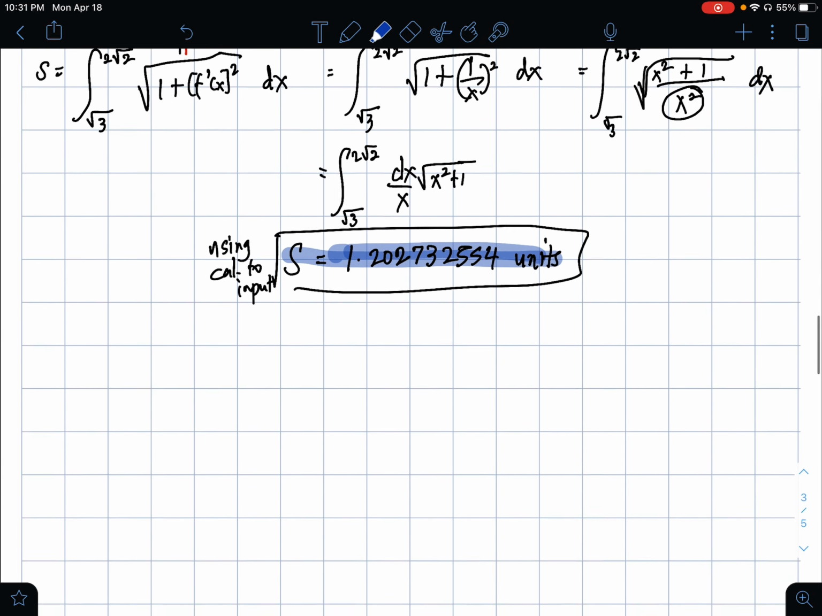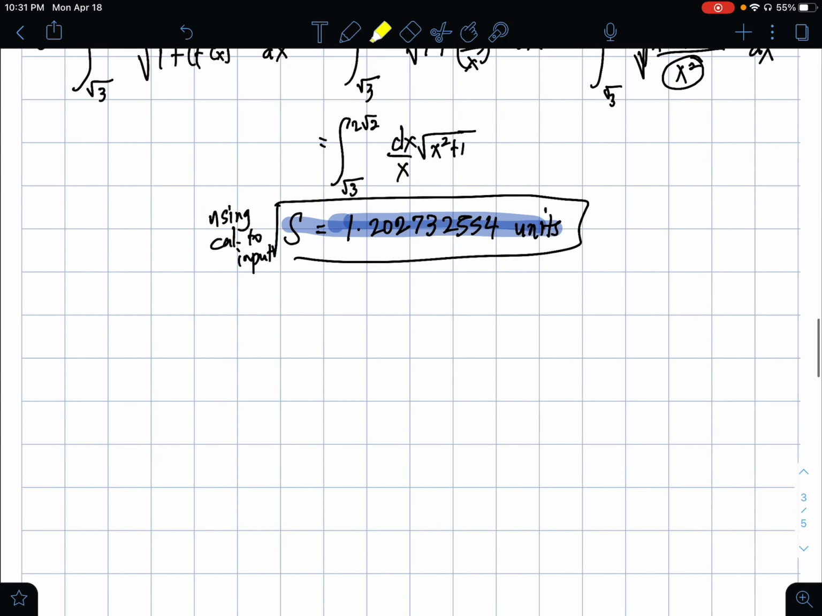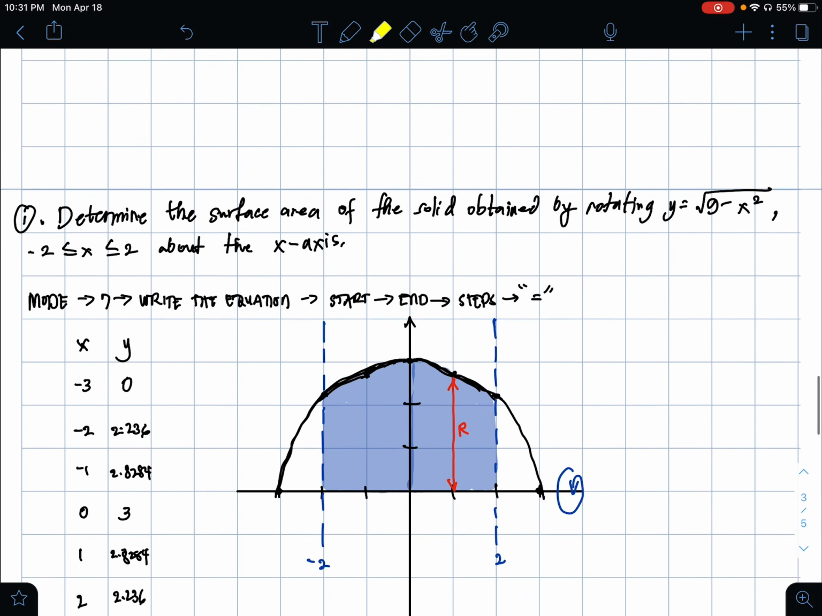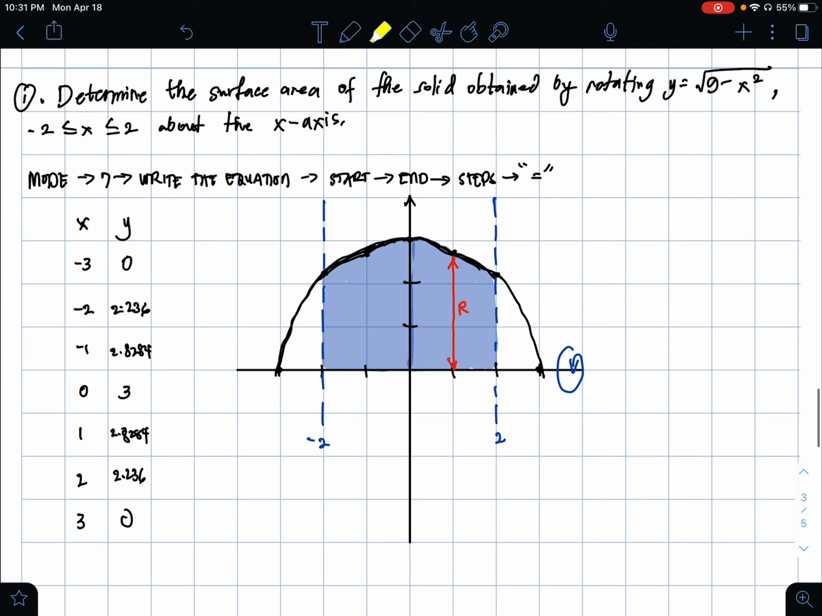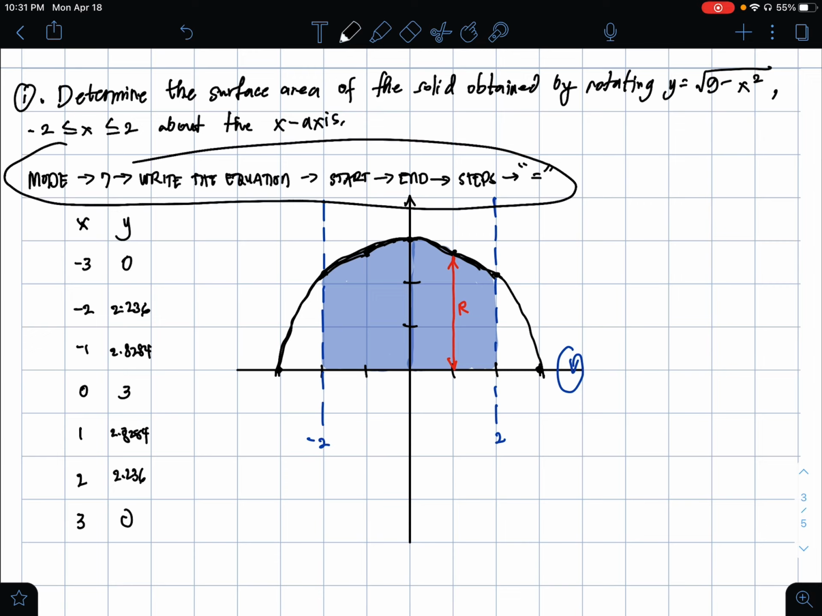So what about the next problem, which is the surface area? I think this is the best example that I can give you. y is equal to the square root of 9 minus x squared. If we are going to graph, again, use your calculators. Mode, then 7, that's table, then write the equation, then start, then steps, then write equals. Then after that, we are going to plot.